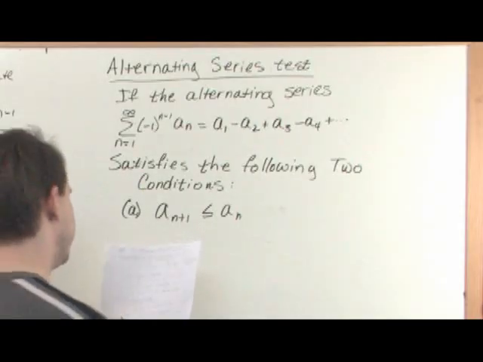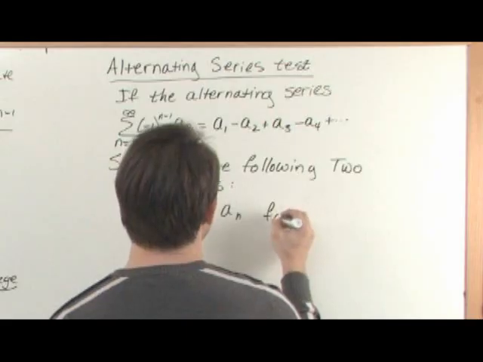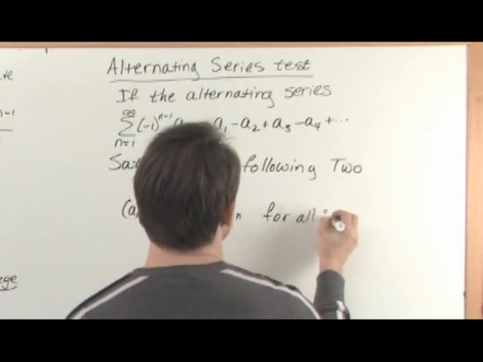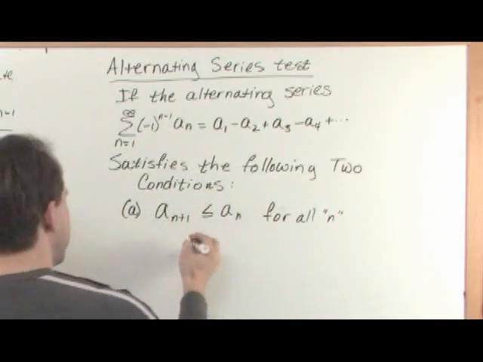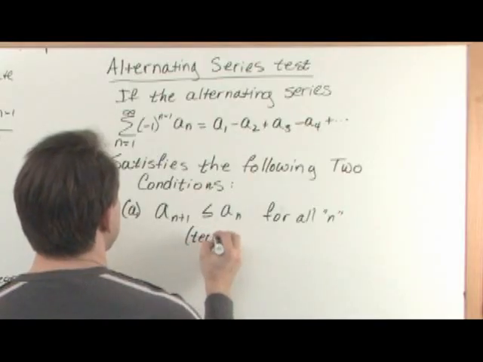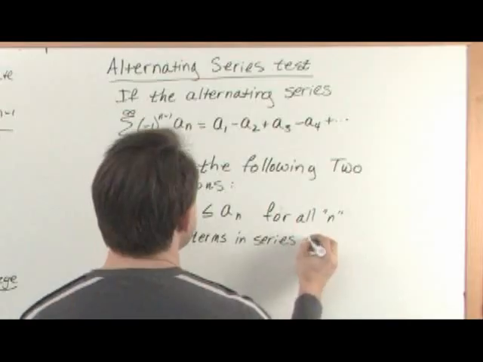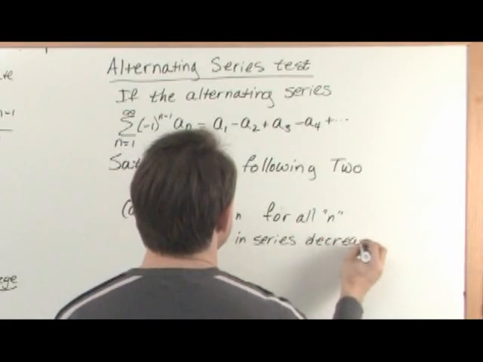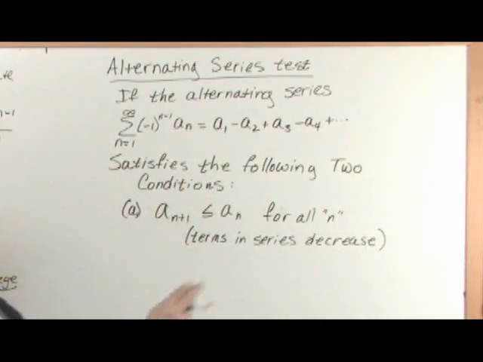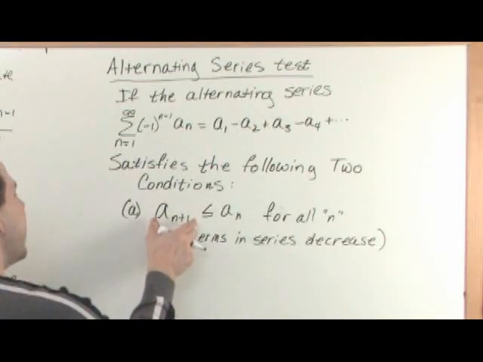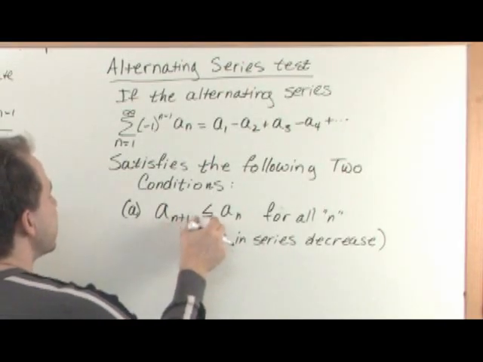All this means, for all n, is that the terms in the series decrease. Okay? You're probably not going to see in a calculus book a theorem written in terms of the terms in the series decrease. I mean, usually they're going to write it in some mathematical notation like this. But look at it. What you're saying is a sub n plus 1 is less than a sub n.